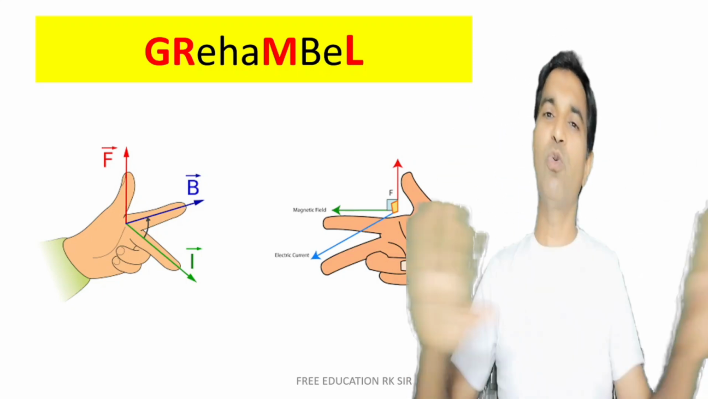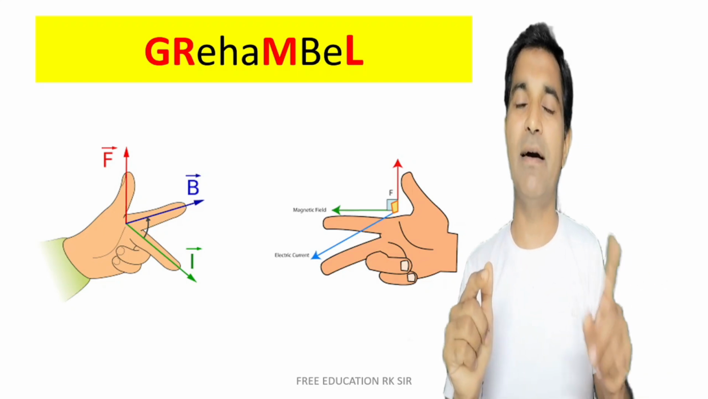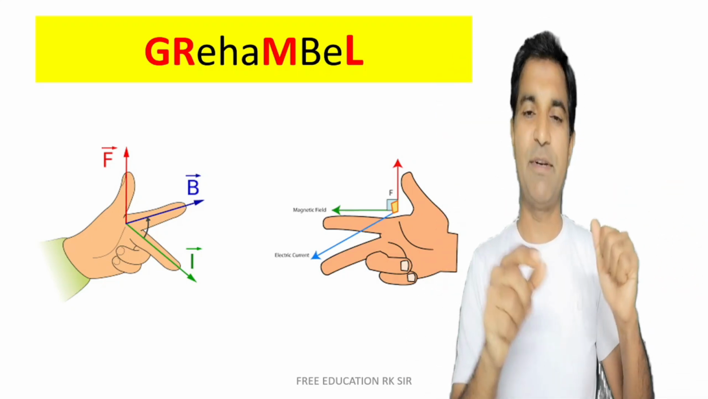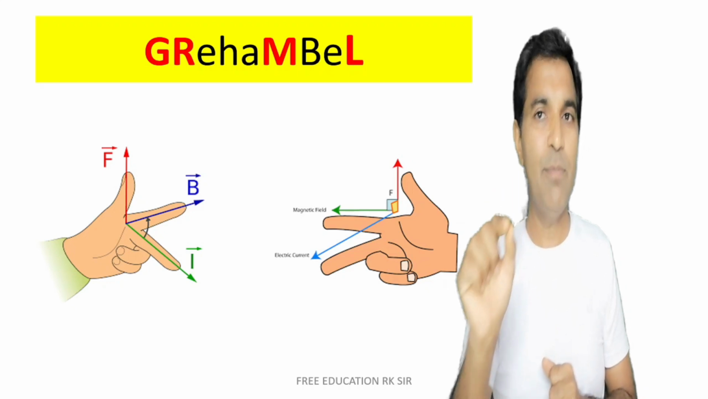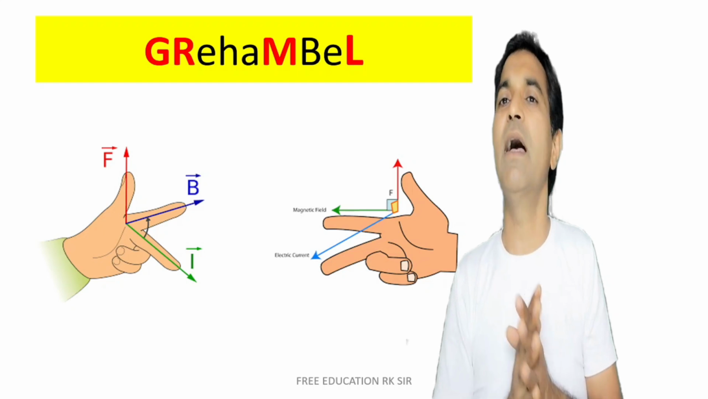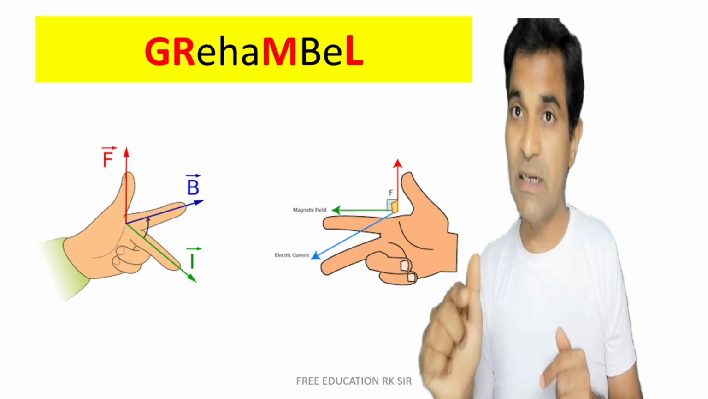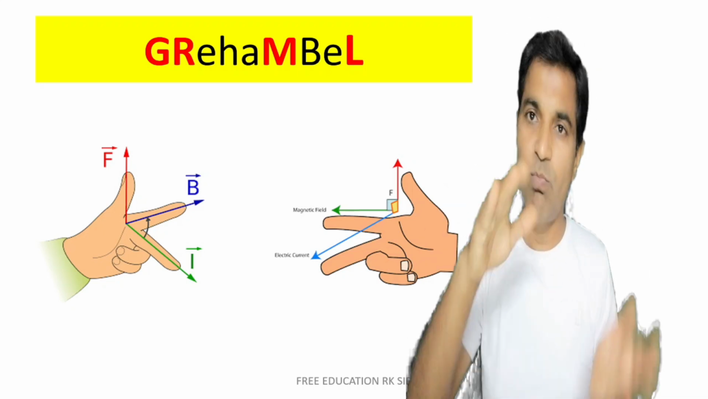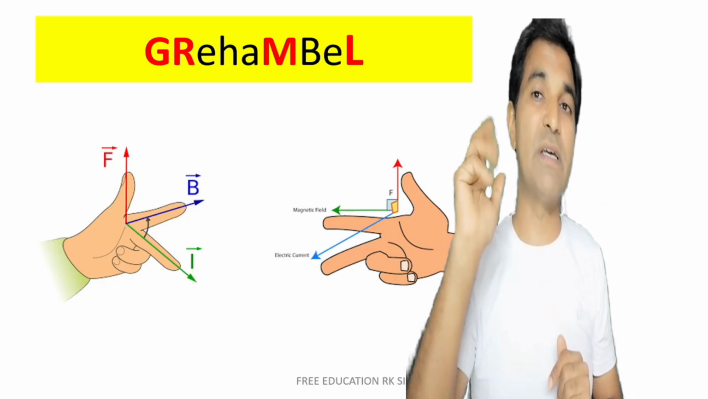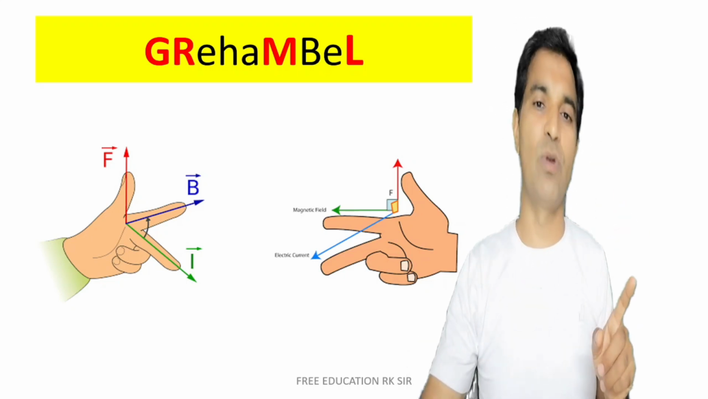In short, if you are not Gujarati, you will have to remember the word Graham Bell. GR, Graham Bell. G for generator, R for right, and M for motor, L for left. So this Graham Bell will help you remember, or you may devise your own method of remembering these right hand and left hand techniques for finding out the direction of induced current in case of generator and direction of movement in case of the motors. But remember, in most cases you will have to use the right hand rule. Only in case of the motor you will have to use the left hand rule.